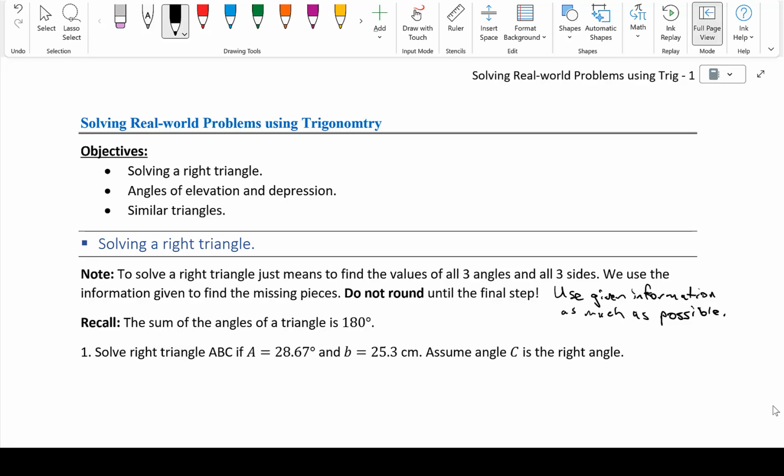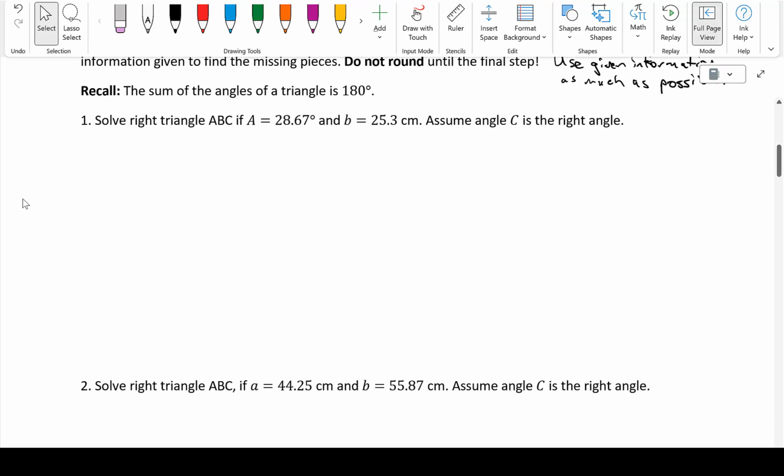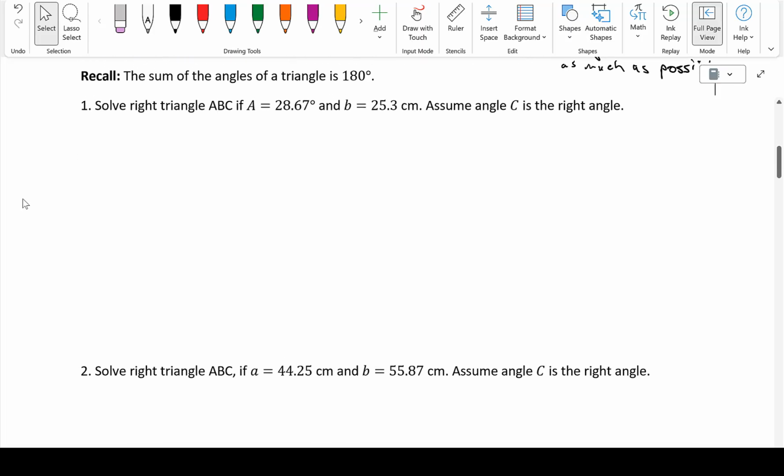Recall here, the sum of the angles of a triangle is 180 degrees, so we'll have to use that to find the other angles sometimes. Generally easier than using more trig. So let's start with number one. We're going to solve this right triangle ABC if A is 28.67 degrees and B is 25.3 degrees. We're assuming angle C is the right angle.